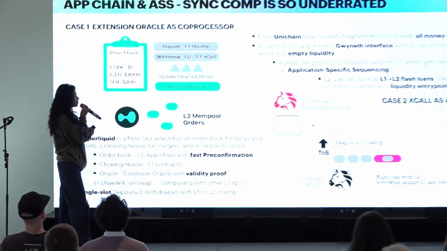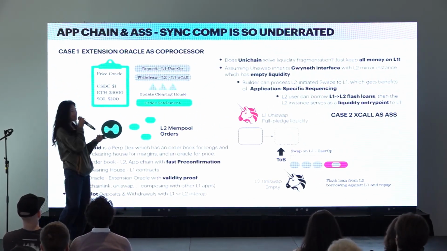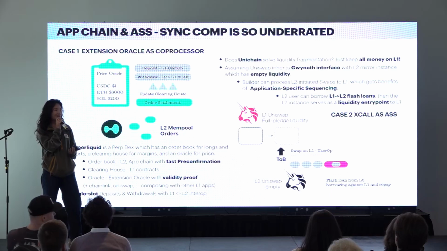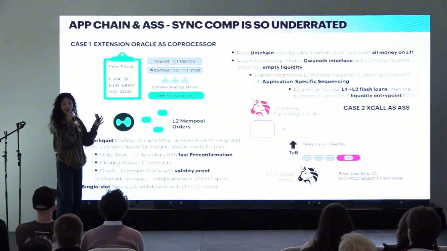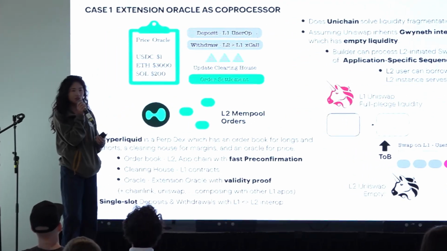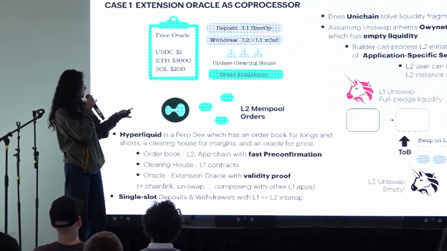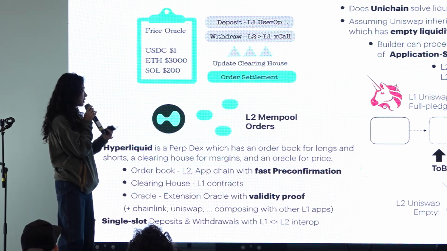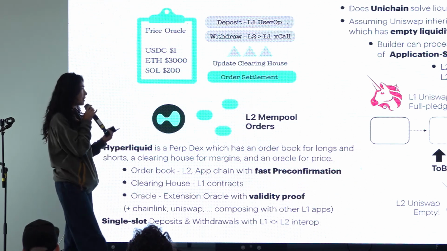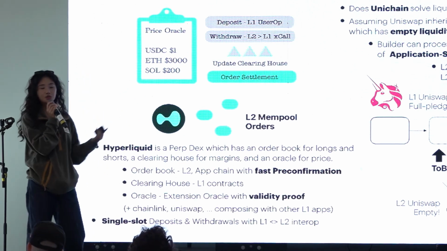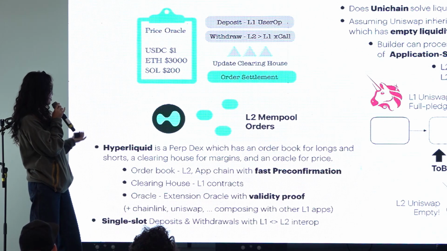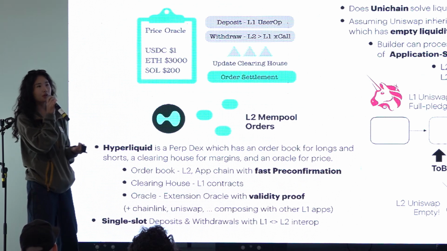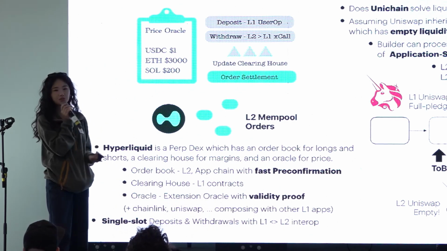I'm going to give 2 examples to counter the point that people are making, saying synchronous composability is overrated, right? So the first example is, how do we migrate Hyperliquid onto Ethereum as an app chain? As you know, Hyperliquid is a perp DEX which has order books for longs and shorts, a clearinghouse that updates margin and liquidates users, and also an oracle for price, right? We may as well implement the order book as an L2 mempool that sequences the orders, and we can implement the clearinghouse as L1 contracts that also settle the rollup state, right? And the extension oracle in our design can be used as a price oracle, right?